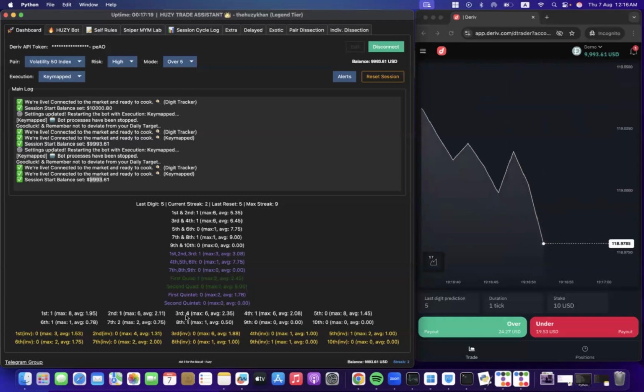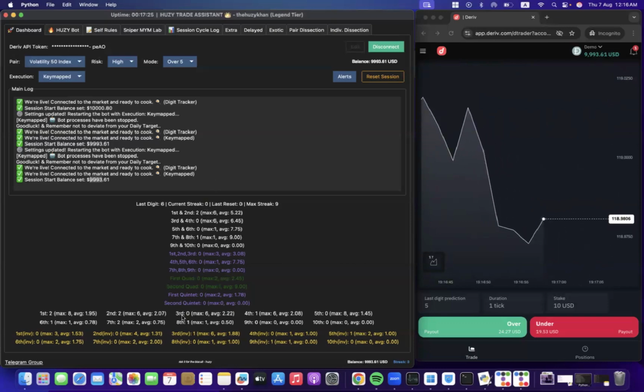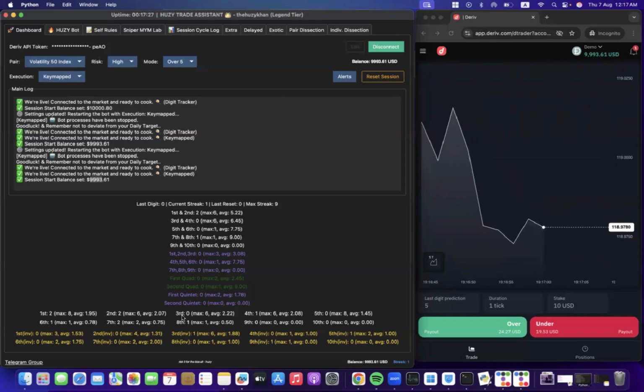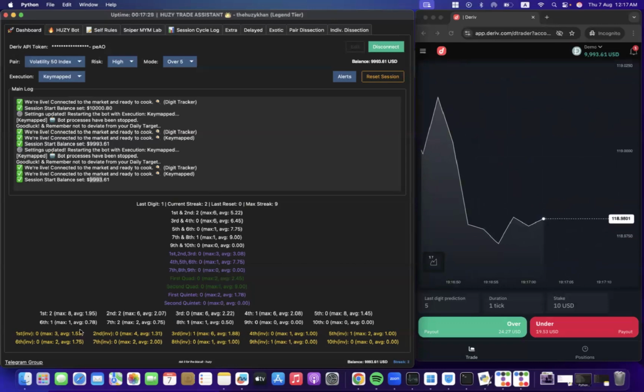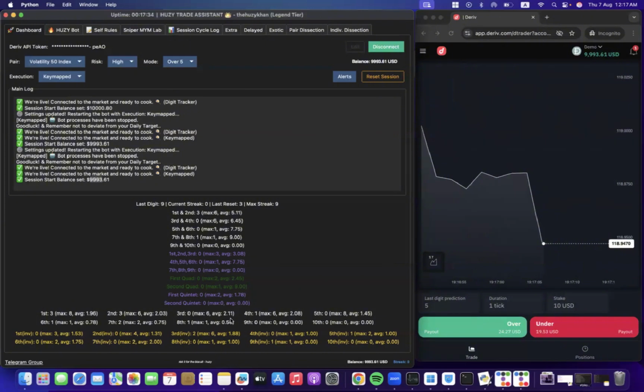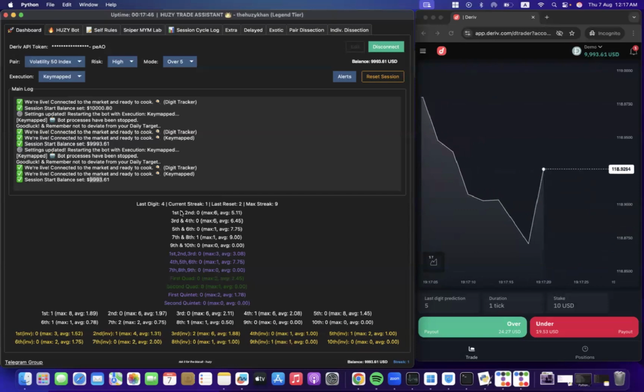Okay, so we're going to wait for this to reset. 3, 0. Straight away went to 0. This went to 0 as well. So I hope that clarifies the concept of how these work with individual counters, all the way from first till tenth, and how they interact with the current streak value, which is derived from the last digit and how it's moving.